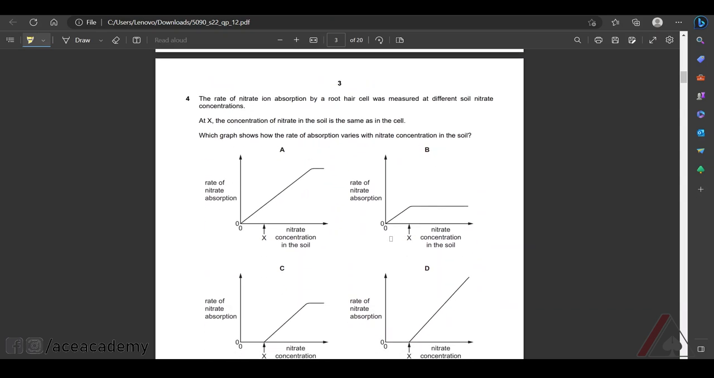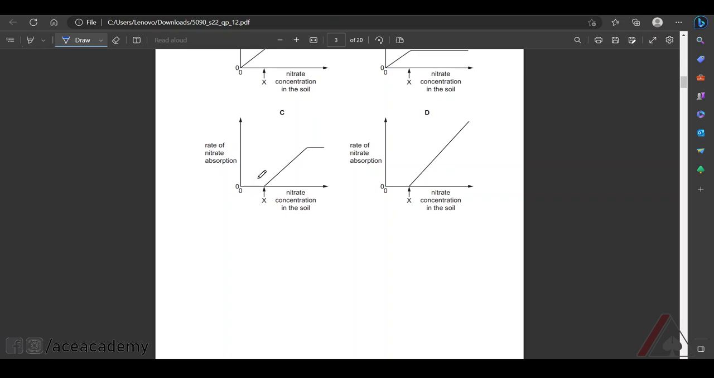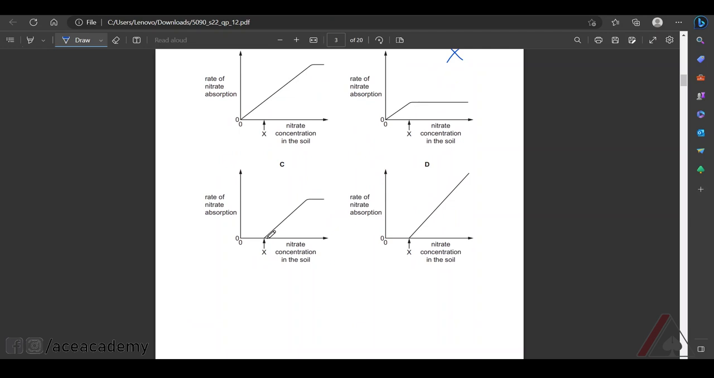In B, from 0 to X, nitrate absorption increases. This is right. But after that, it becomes constant. This really shouldn't happen because even after the nitrate concentration in the soil is higher than in the cell, the ions still move into the cell by diffusion. So B is wrong. Option C says that no nitrate ions are absorbed from 0 to X. This is wrong because due to active transport, nitrate ions still move into the cell against their concentration gradient. So C is wrong. And D is also wrong for the same reason as C. Nitrate ions have to move into the cell by active transport.